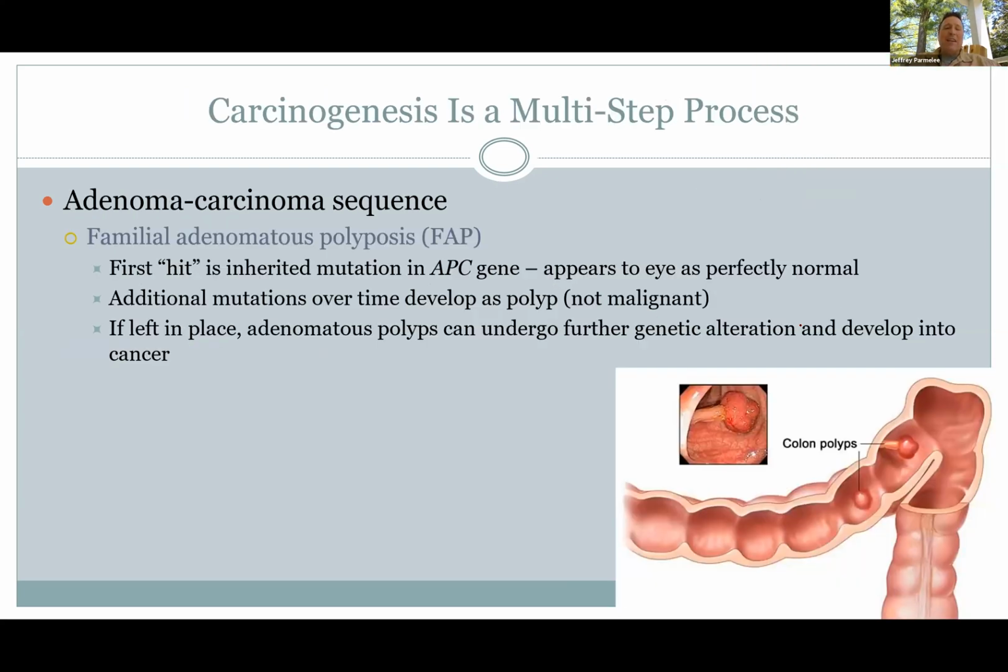And just an example, looking at colon cancer. This is adenocarcinoma in the colon. The first hit is in this gene, and the cells actually look normal. You can look at the cells in the microscope, no problem at all. But additional mutations cause it to form a polyp.